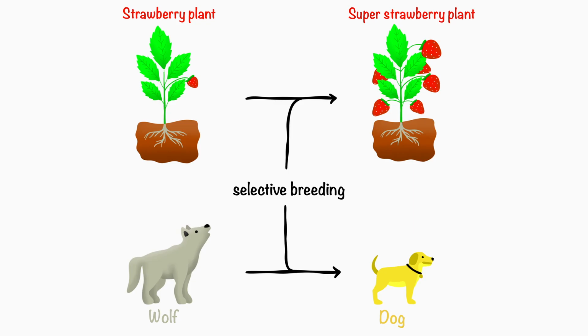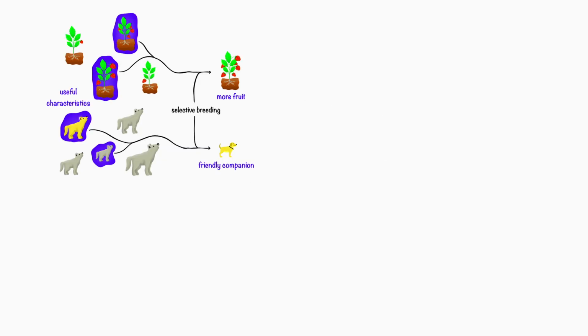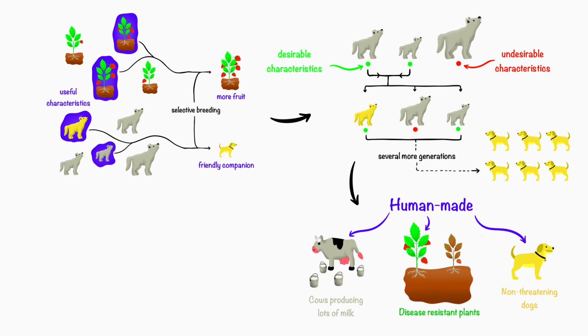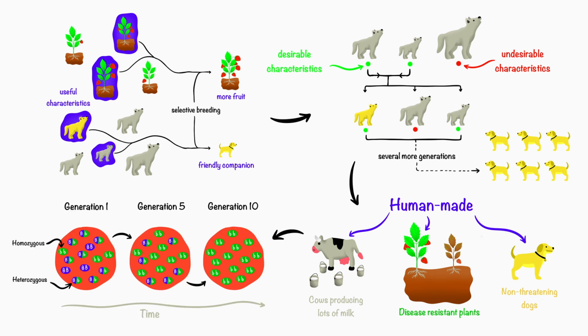Today we'll explore selective breeding, a technique humans have used for thousands of years to develop plants and animals with characteristics we find useful or attractive. In this episode, we'll take a look at what selective breeding actually is, the steps involved in this process, examples of selective breeding in action, and issues associated with selective breeding.